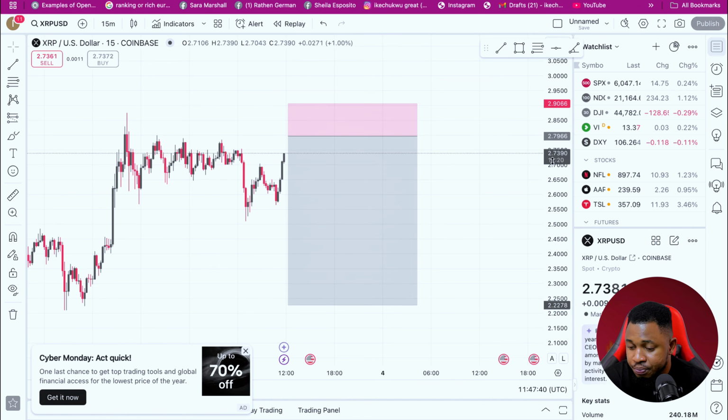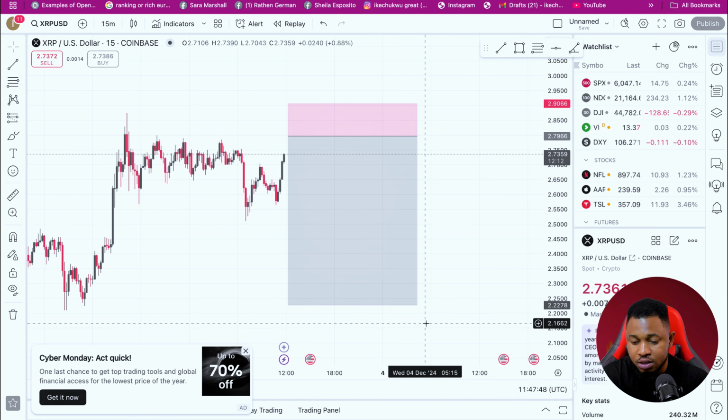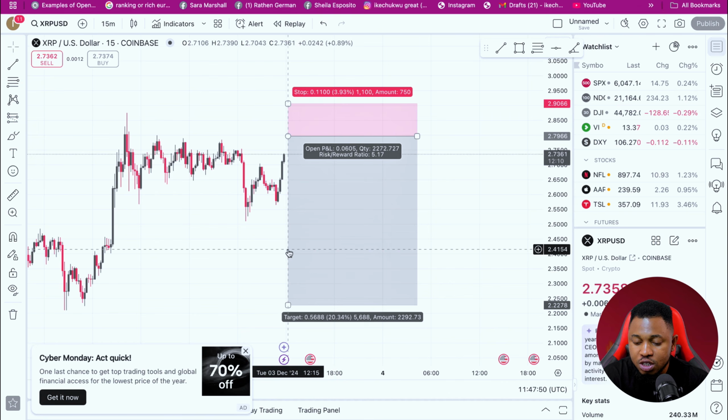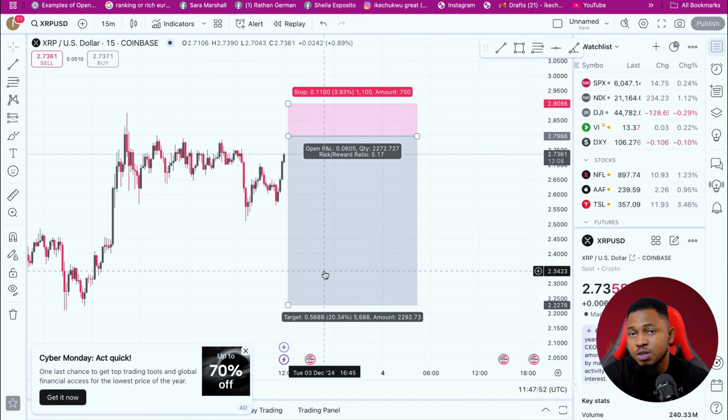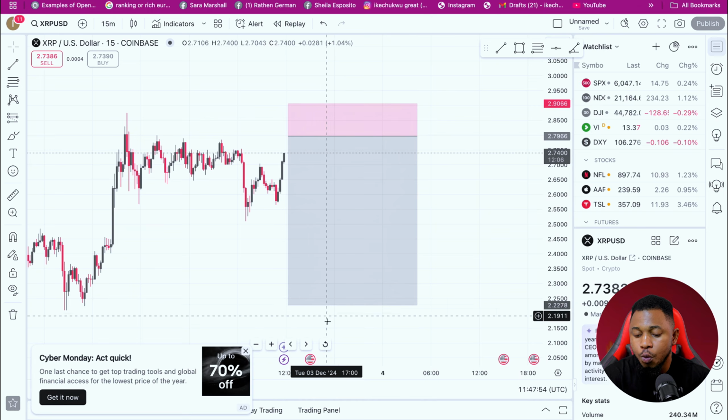And where is it right now? It is currently at 2.7390. You can see it right here. And what is your final take profit? Your final take profit is 2.2278. So it simply means in between them you're going to have your different take profits, but you might also choose to just do with this one take profit.